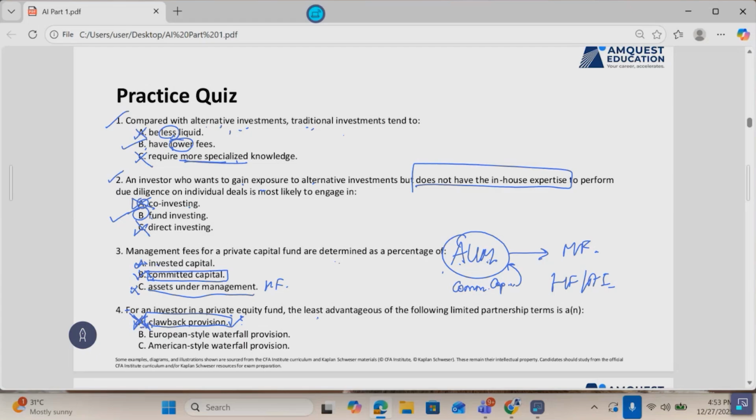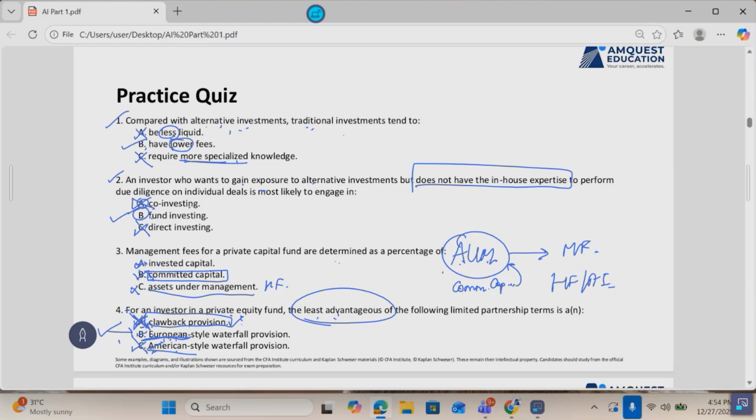European style waterfall, American style waterfall. What is European style and American style? Now, European style is where it is at the end of the period, and American style can be at any time in the year, right? Now, what is advantage, to have a waterfall only at the end or to have it at any point in time? The correct answer is to have it at any point in time. This is more advantage, American style, because this is at any time you want to do it. And therefore, this is the wrong answer.